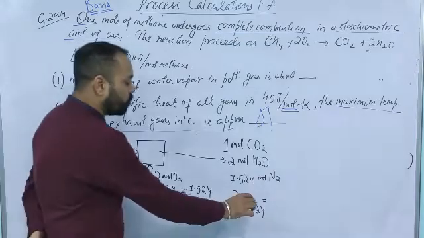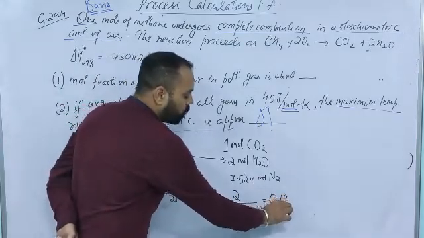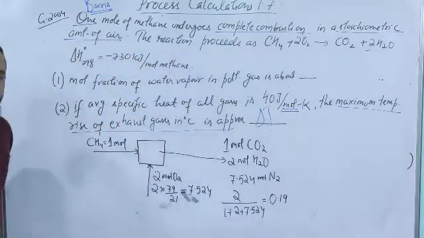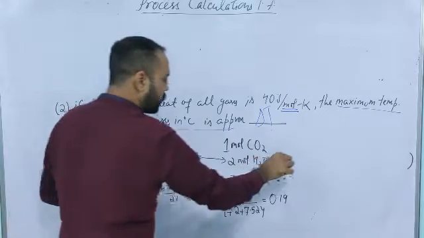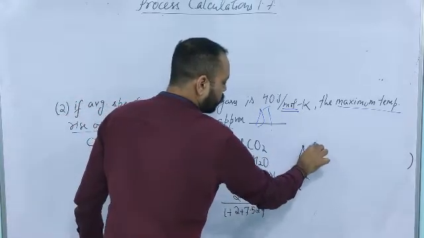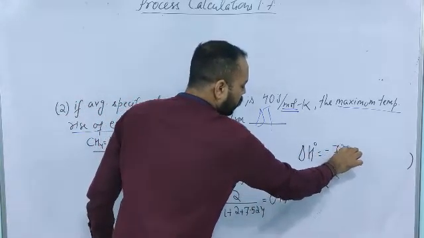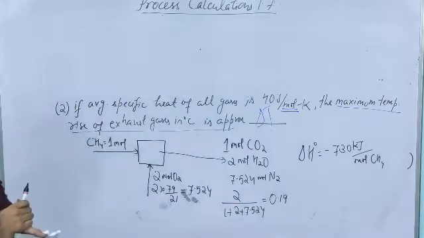Your answers must be equal to 0.19. Right? That was the first part. Let's solve the energy balance problem. Let me write the delta H value here. Delta H is equal to minus 730 kilojoule. Okay, that is the reaction.